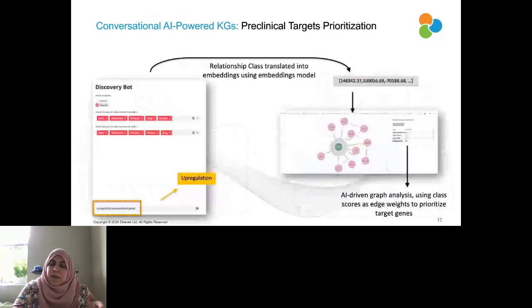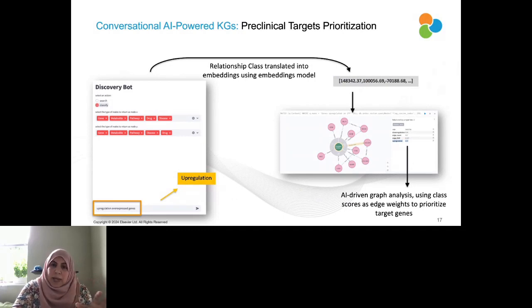And I've used the same interface actually to classify and score the relationship. So here, instead of using the question, I use the class, whether it is upregulation or downregulation, to classify the relationship between all the entities in the graph. Basically, the score is a semantic similarity between the class and the context. And once I classify and score all the relationships, I can use the score for the graph analysis to prioritize targets or drugs based on direct and indirect relationships.